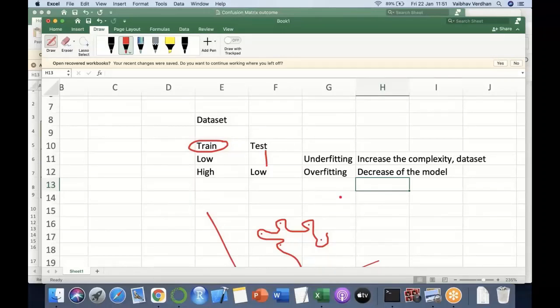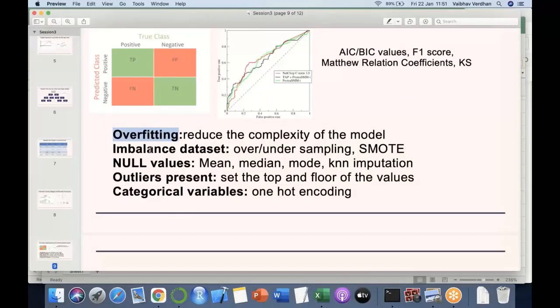So you have to decrease the complexity of the model. What it means is that you have to tune your hyperparameters. Like in the case of a decision tree, you can tune the number of leaves and the tree depth. In a support vector machine, you can talk about your cost function, right? So these are the methods you have to treat overfitting. Then there are other problems: imbalanced data set, null values, outliers, and categorical variables.